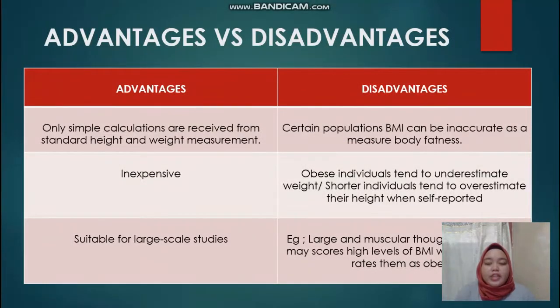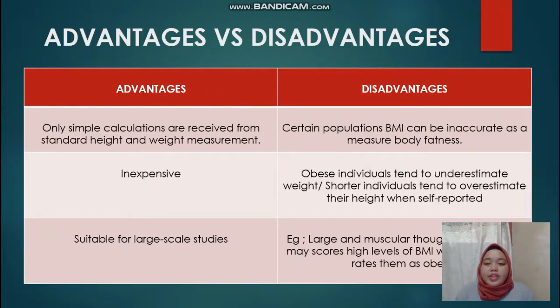Advantages and disadvantages of the BMI. For the advantages, BMI is a simple calculation obtained from standard height and weight measurements. BMI is also the cheapest test in body composition because we can easily find the equipment, which is a weight scale and a height scale. And lastly, BMI is suitable for large scale studies.